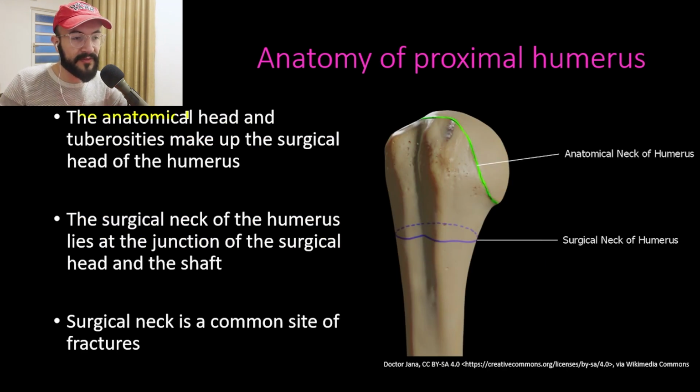Now, the anatomical head of the humerus and the tuberosities make up the surgical head. We have the anatomical head here, and the tuberosities here. If we collect them all together, we get the surgical head of the humerus. The surgical neck of the humerus lies at the junction of the surgical head and the shaft, and it is in the blue color, as you can see in this picture. So now we have an anatomical neck and a surgical neck, and an anatomical head and a surgical head.